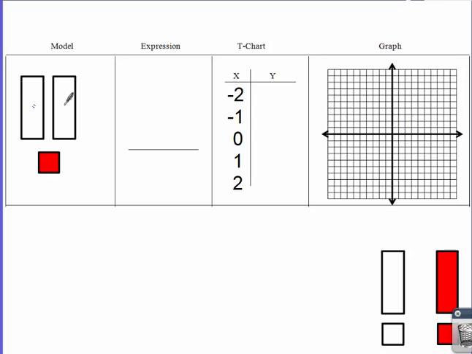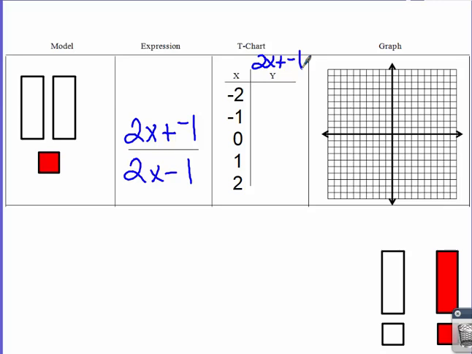We know that the open longs represent our x's, so this would be 2x plus, and we know that one closed square represents -1. So we could write that as 2x plus -1 or 2x minus 1, either one, and they're both acceptable. Now we know this expression goes in our y spot. So we would evaluate this t-chart using that expression.